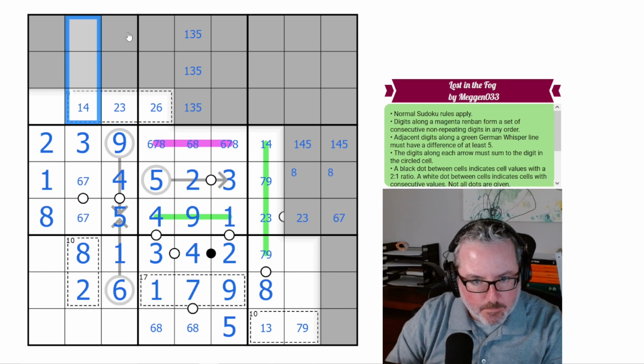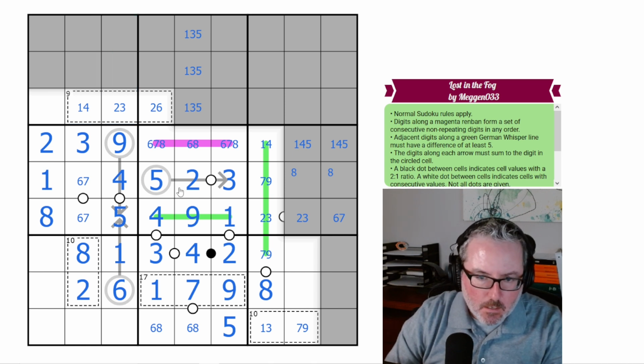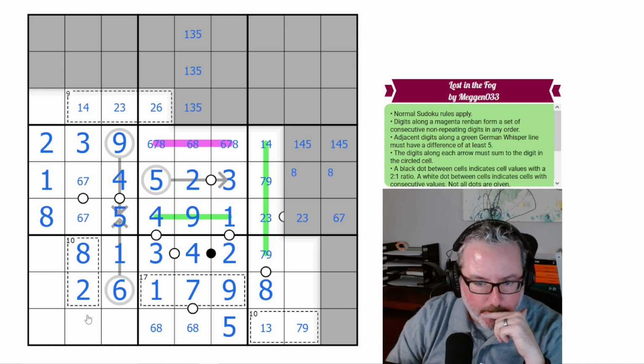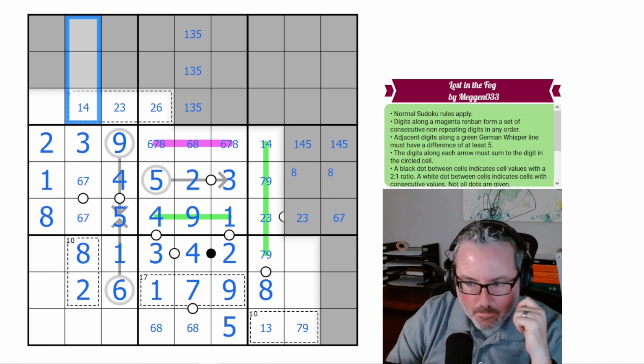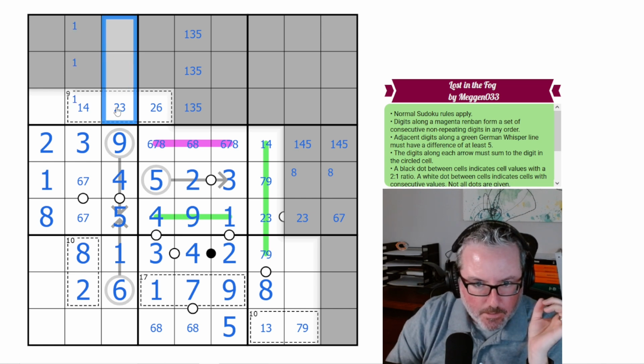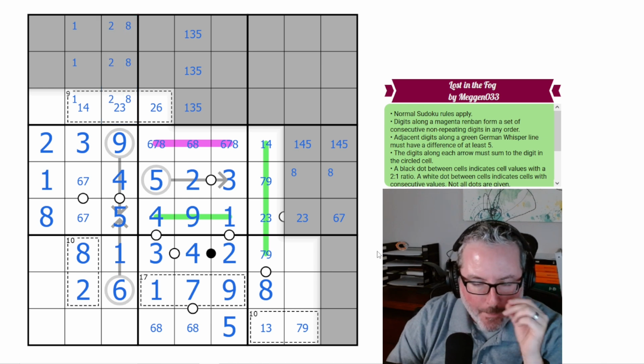I'm kind of leery about marking some of these things, but let's see what we can figure out. We know there has to be a 1 up here somewhere. We said there had to be an 8 up here, and there has to be a 2 up here. What about down in here?